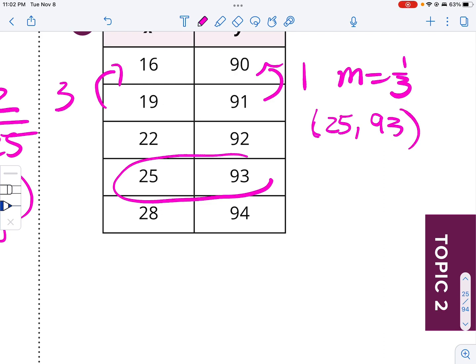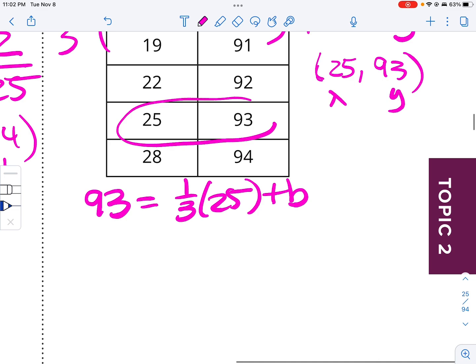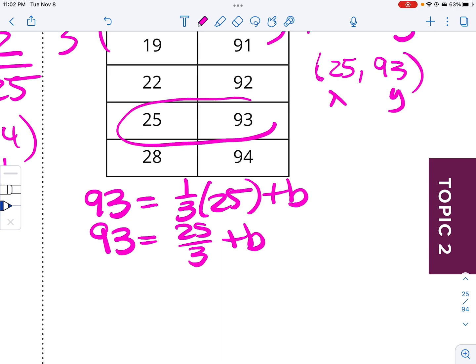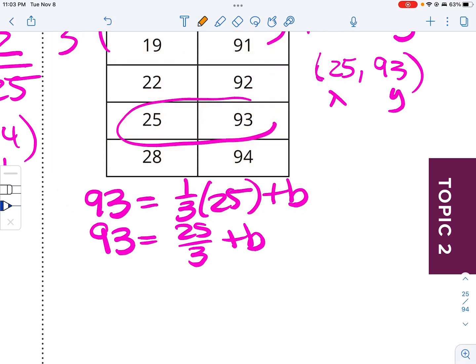25, 93. So this is my x, this is my y. So 93 equals 1/3 times 25 plus b. Oh no, this is going to be a fraction. I don't like fractions. Fractions are my enemies. Okay, so guys, we want to get rid of that fraction. So I'm going to multiply both sides of my equal sign by 3. That's going to get me a 9. That's going to get me 279.